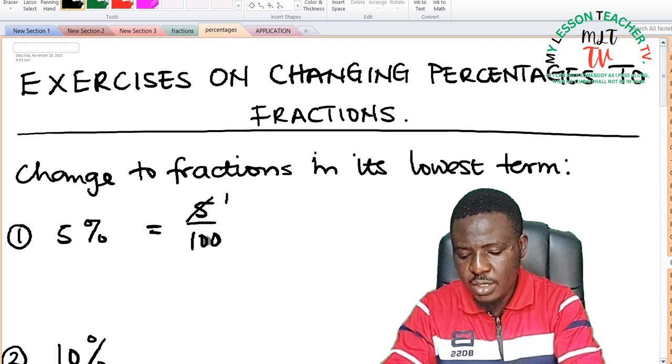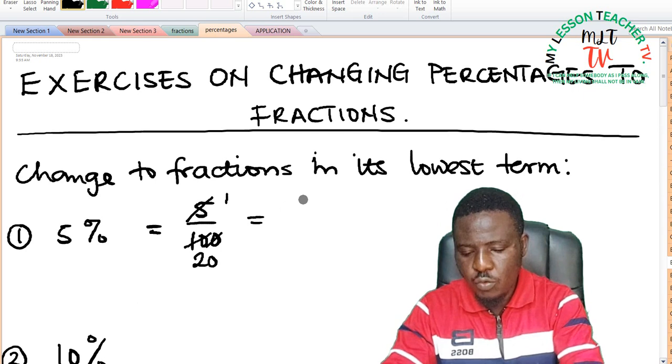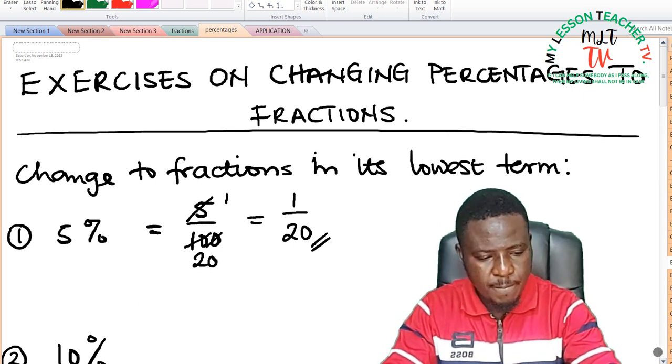So 5 into itself is 1. 5 into 10 is 2. 5 into 0 is 0. So 5% is equivalent to 1 over 20.